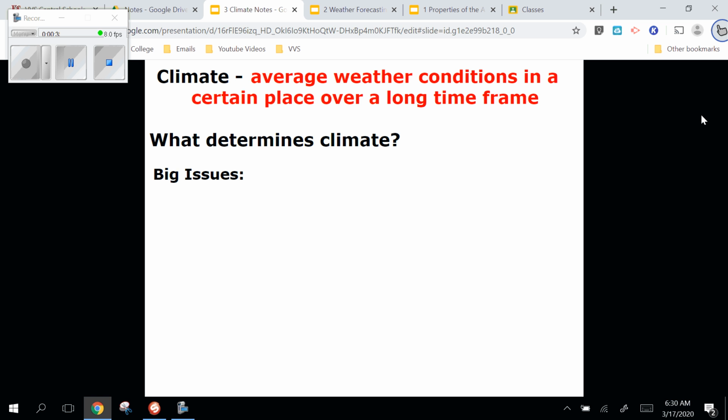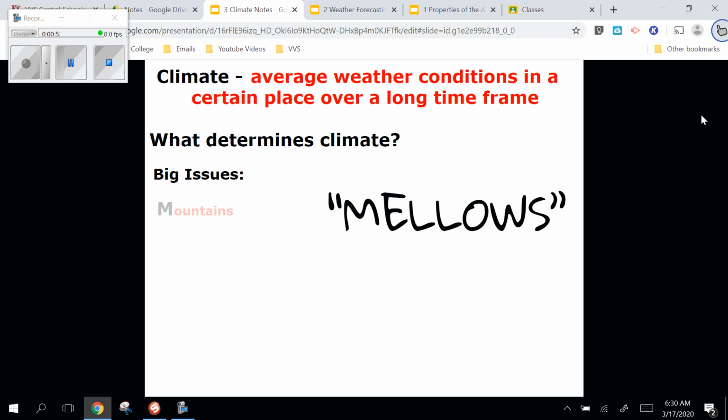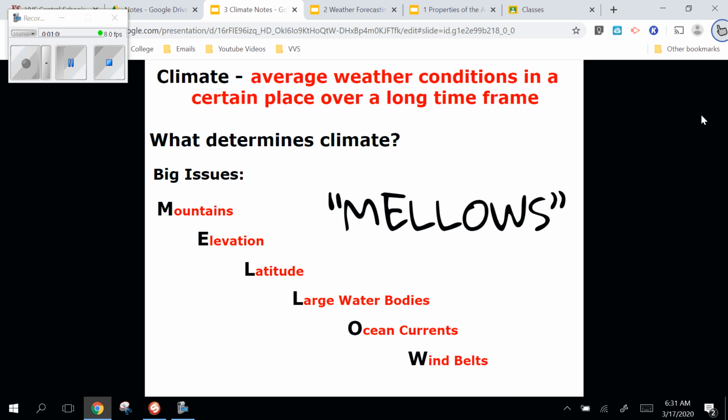All right, we got some big issues. We use the term MELLOWS, a little acronym, MELLOWS. And MELLOWS gives us our 7 big issues that help us determine the climate of an area. So M, mountains. E, elevation. L, latitude. L, large bodies of water. O, ocean currents. W, wind belts. And S, storm tracks. All right, MELLOWS. All right, let's take a look at each of them kind of individually.